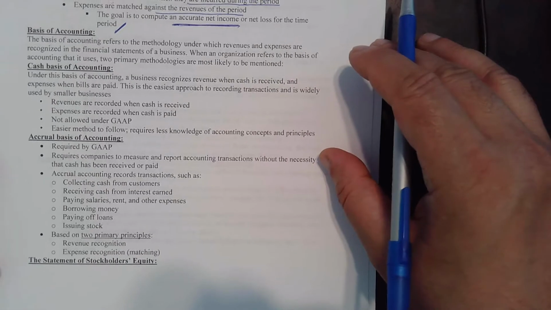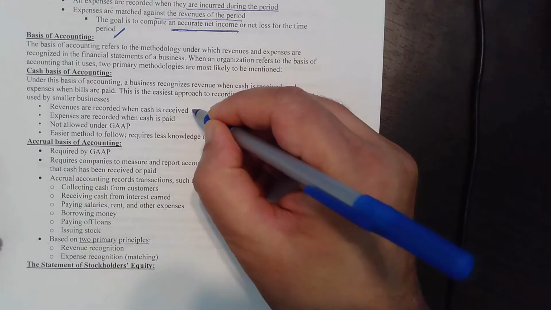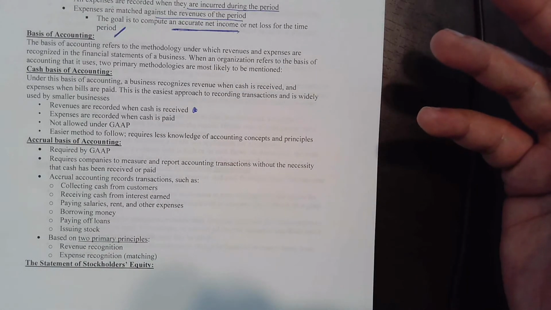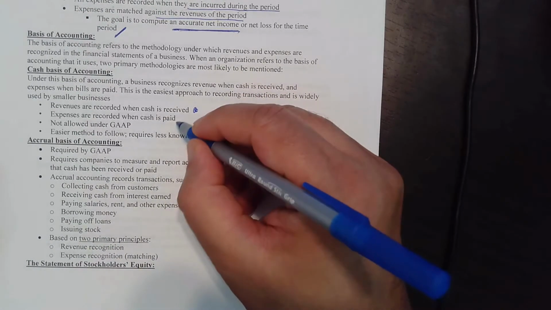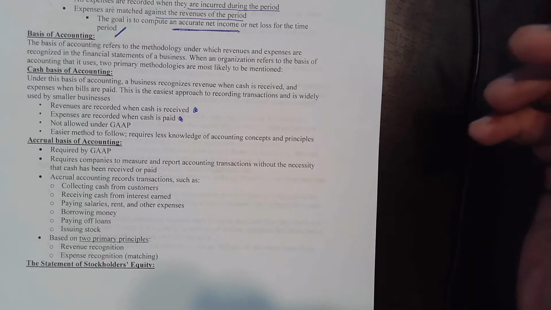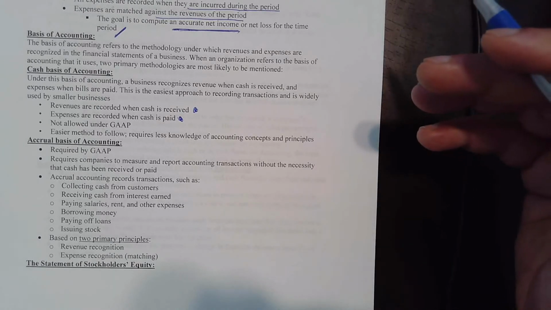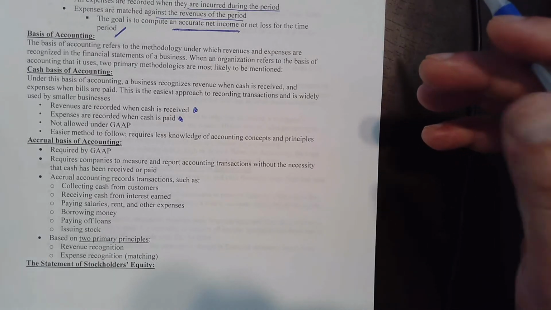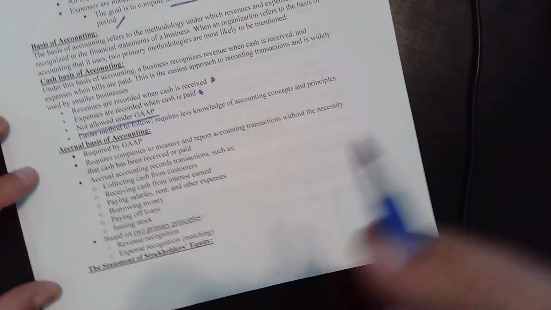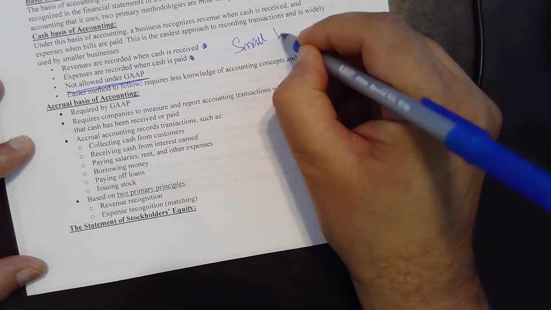So what do we do in cash basis accounting? Revenues are recorded only when cash is received. So any cash coming in will be considered a revenue, and any cash that is paid will be considered an expense. It is very easy to follow and requires less knowledge of accounting principles and concepts. However, it's not allowed under GAAP. It's only for small businesses.